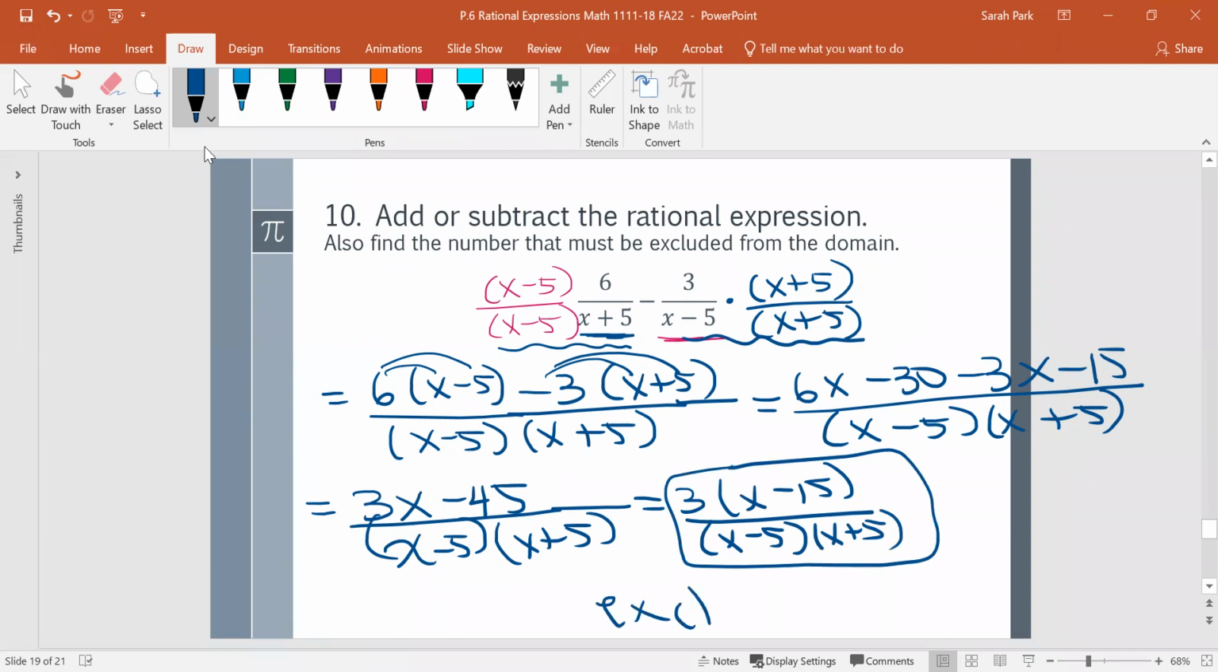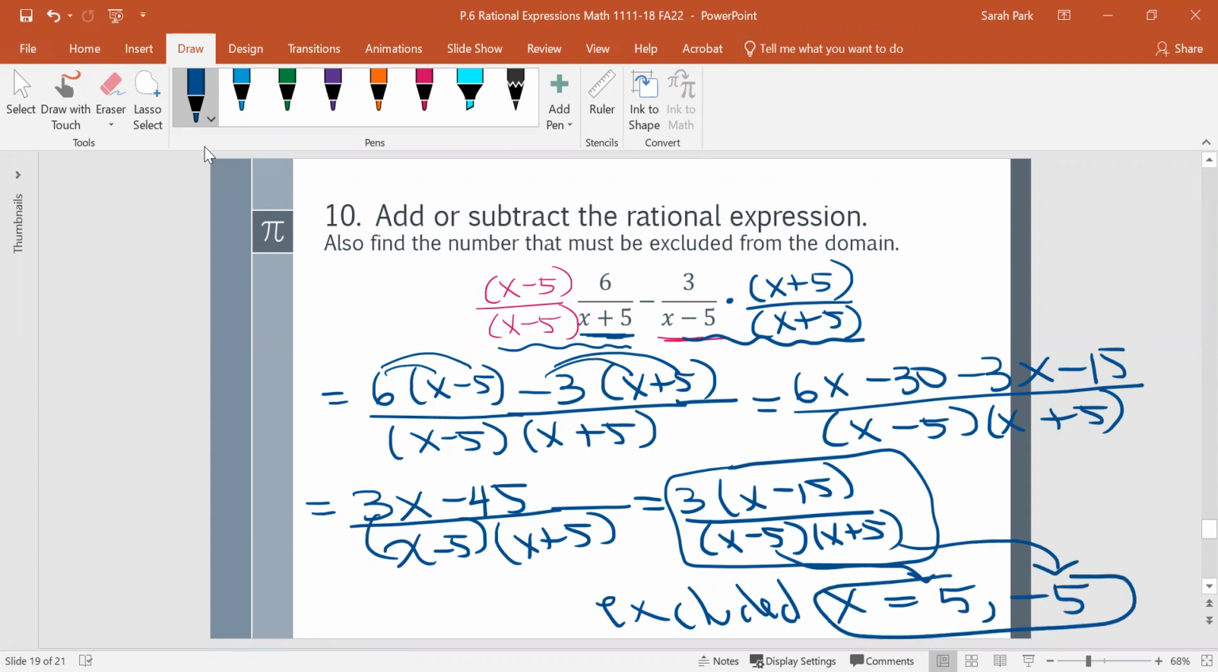And don't forget about the excluded numbers from the domain. We have from x minus 5, we can exclude positive 5. From x plus 5, we exclude negative 5.